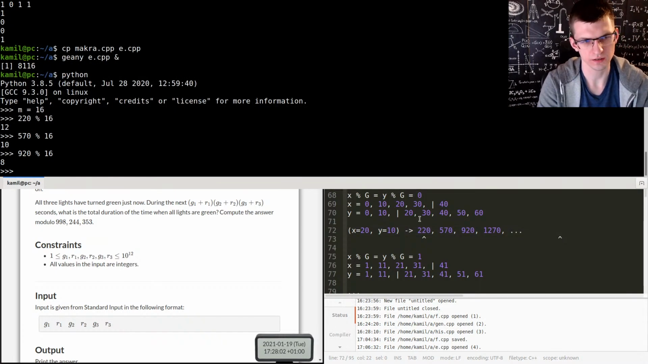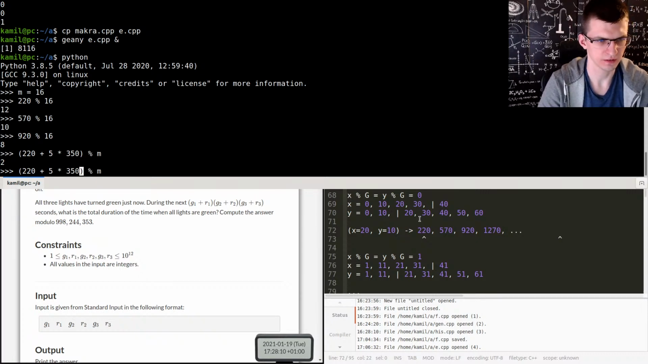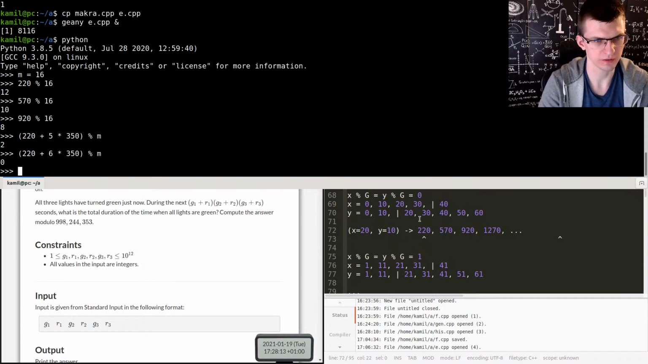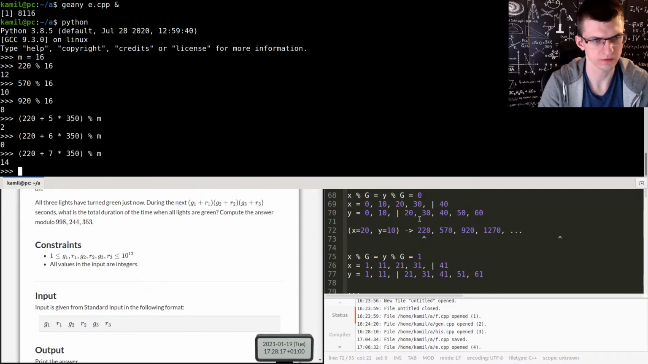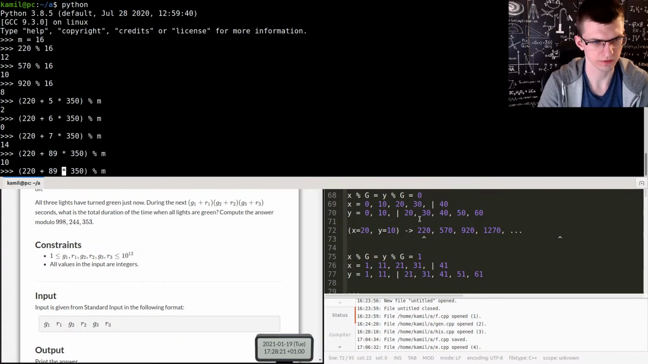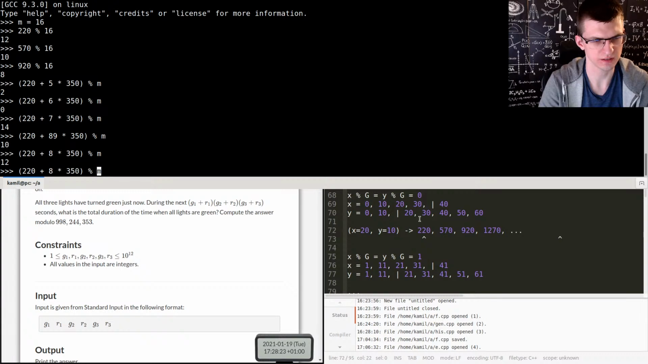When we add 220 plus something, modulo m being 16, when we move to every next value, the remainder decreases by 2. It wraps around. Eventually, after 8 steps, it is the same as at the beginning.